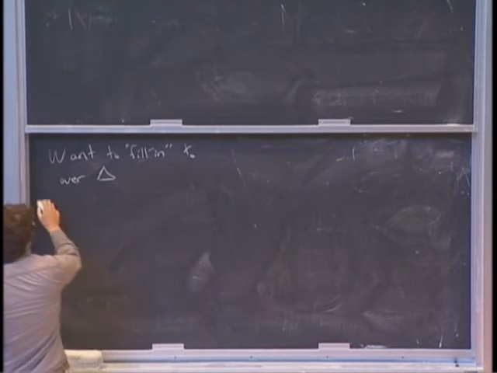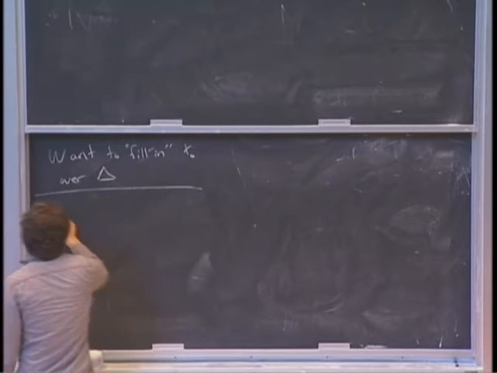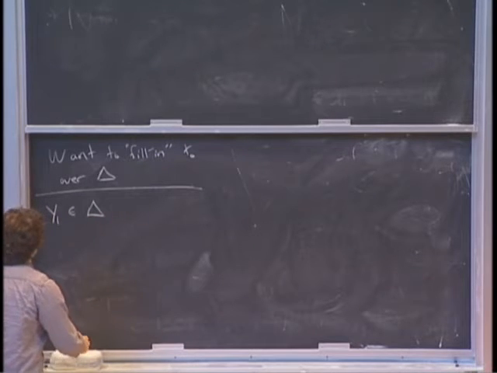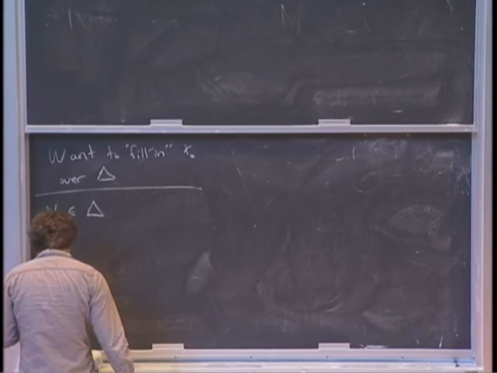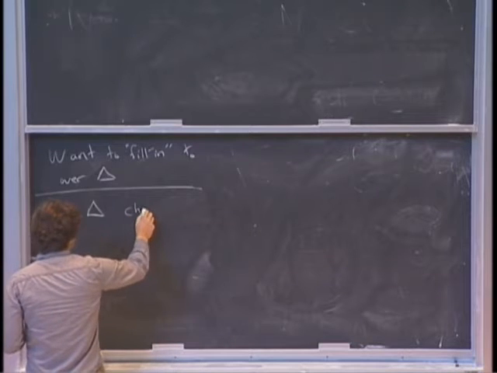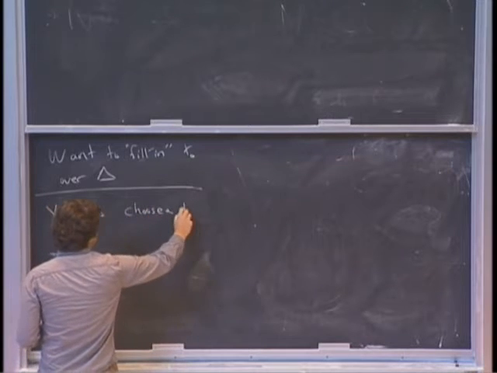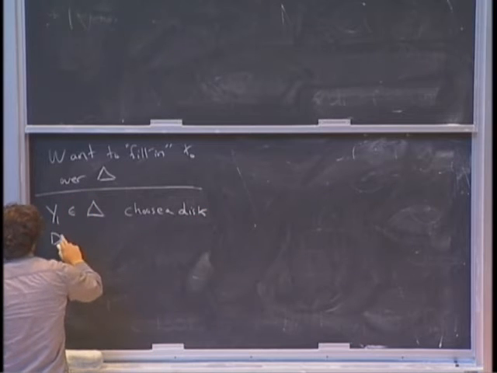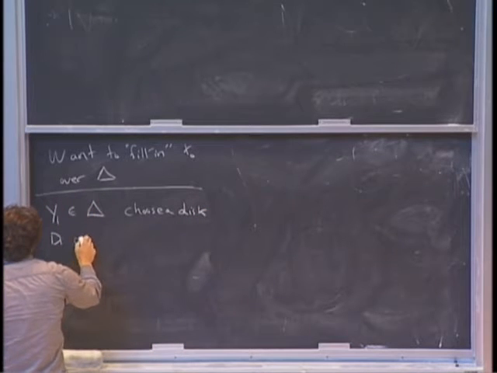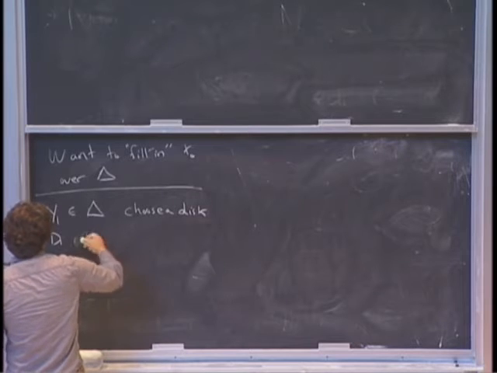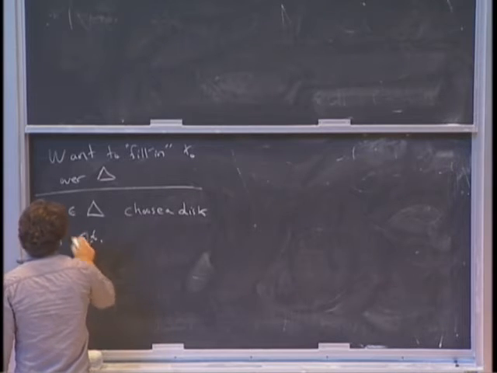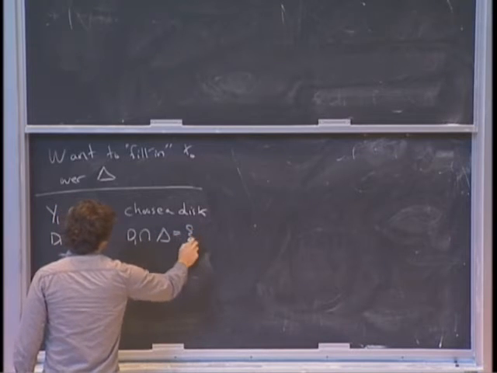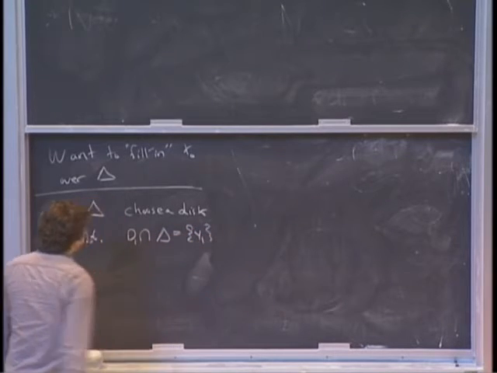Okay, so let's give an idea. Let's pick a point y1 inside of delta and choose a disk d1 such that d1 intersect delta is just the single point y1. So it's just a small disk around y1.